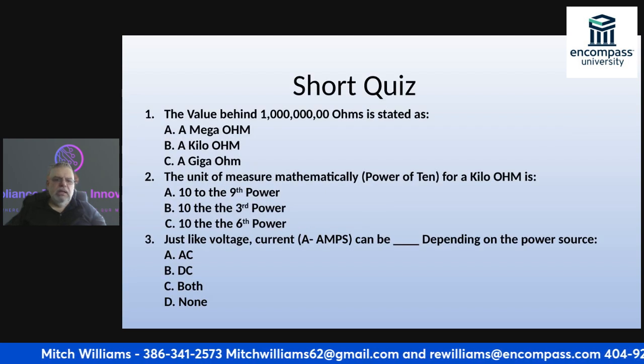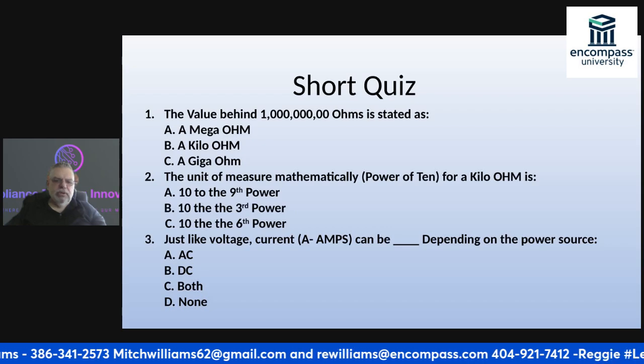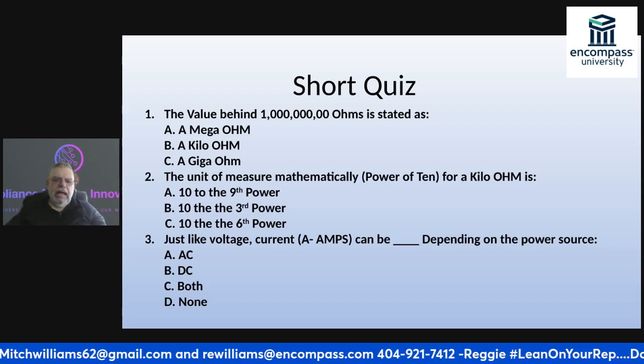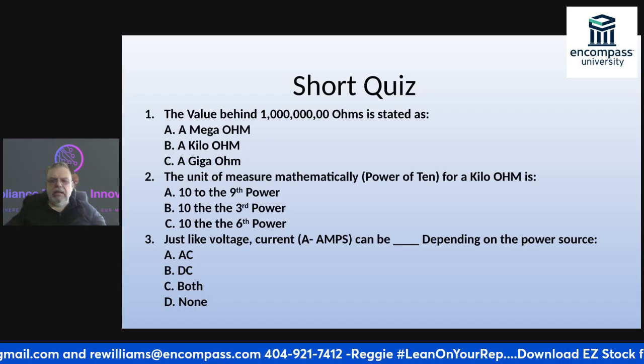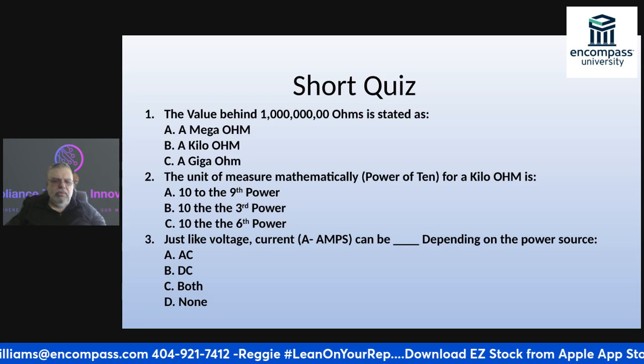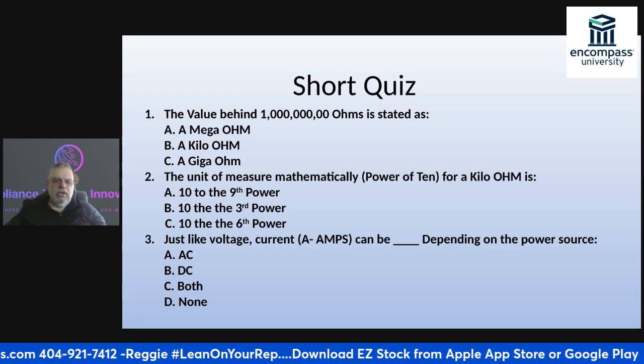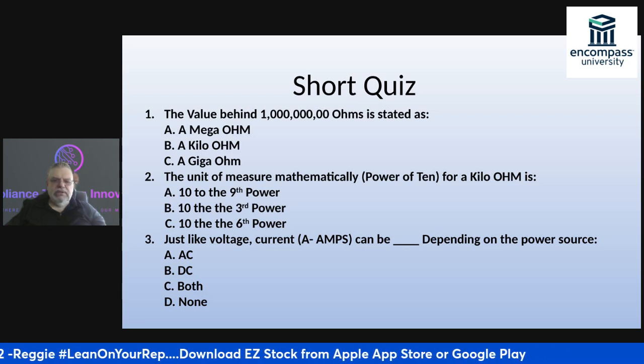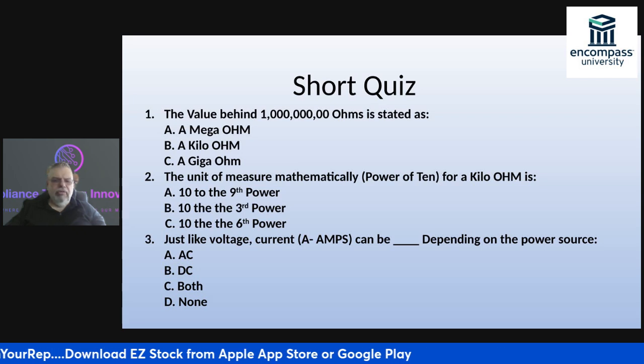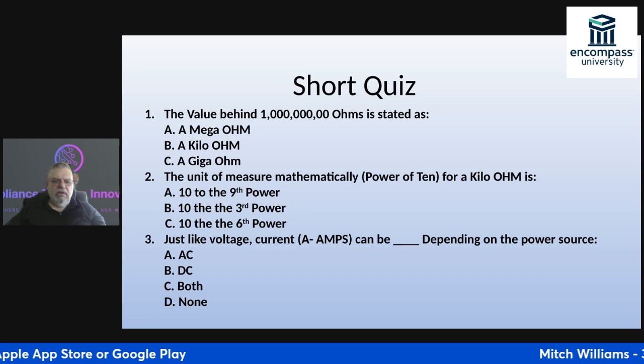Okay. Just like AC voltage, current, amps can be blank depending on the power source. Could be, is it AC? Is it DC? Is it both? Is it both of A and B, or is it none of the answers?